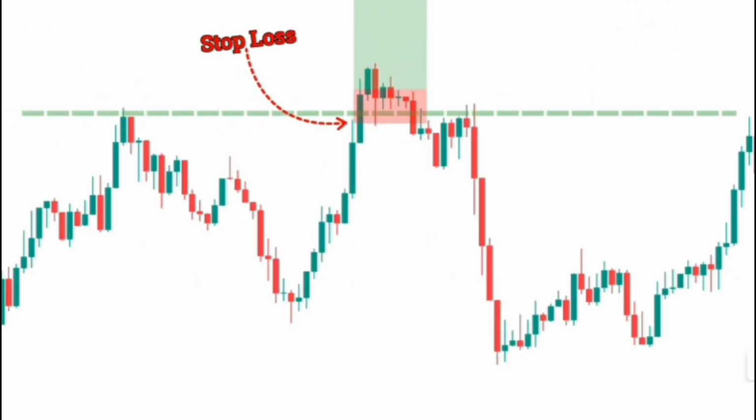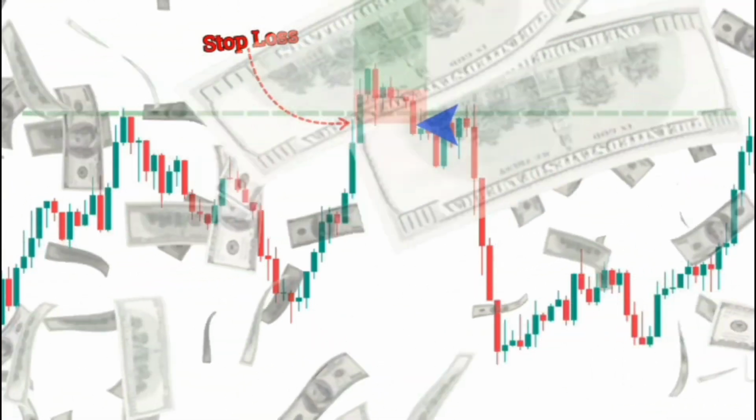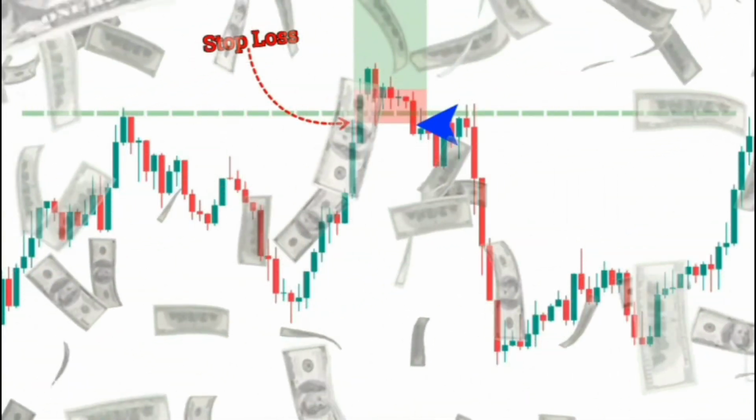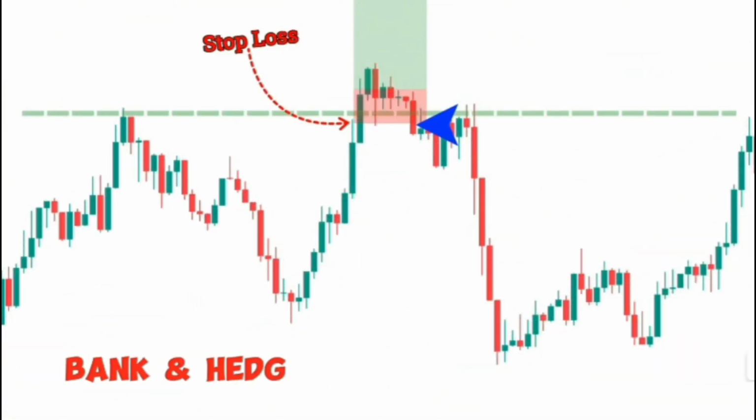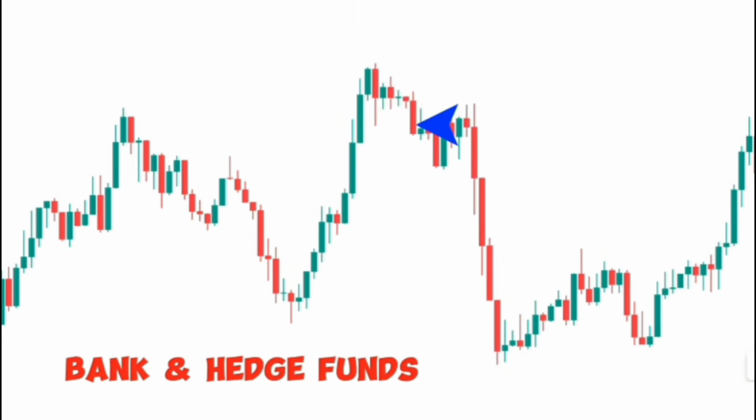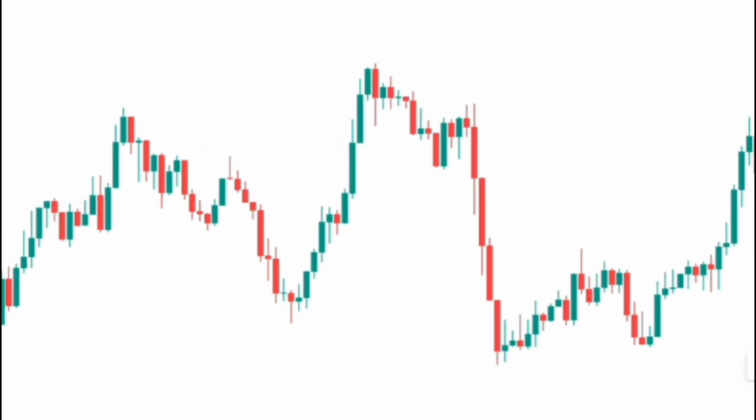Think about it. When a retail trader places a stop loss and it gets triggered, that money doesn't just disappear. The market absorbs that liquidity. Institutions, such as banks and hedge funds, use it as fuel to execute their large orders without causing excessive price movement. Now the real game begins.